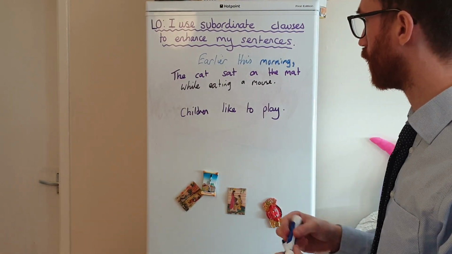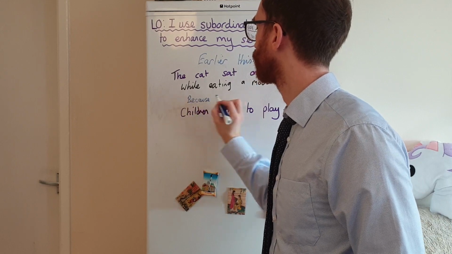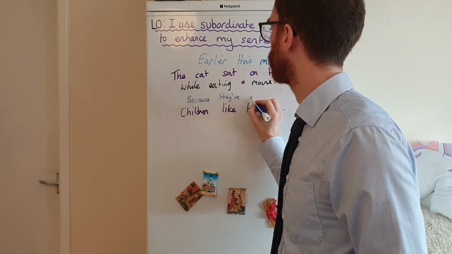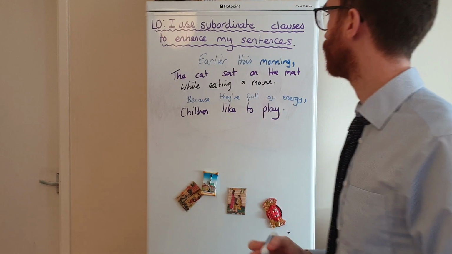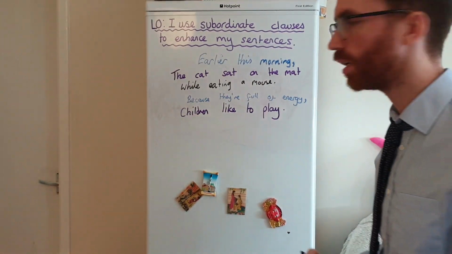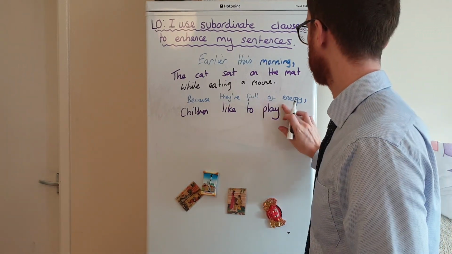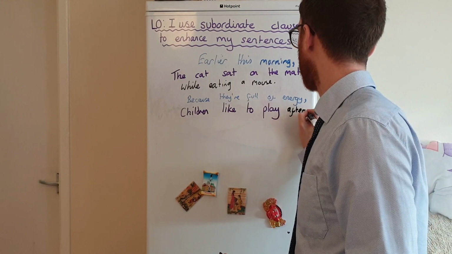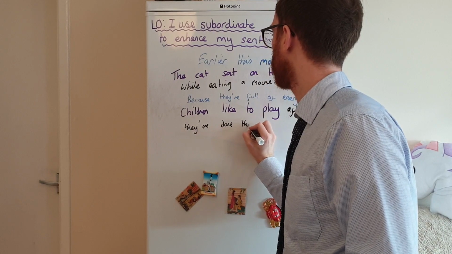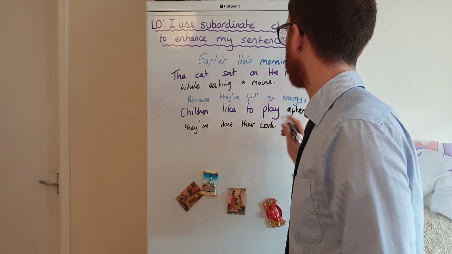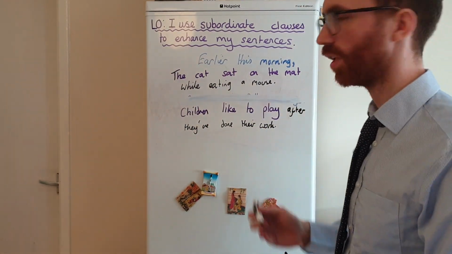What about this? We could have something at the beginning. Because they're full of energy, comma, children like to play. There it is at the beginning. What could I have added to the end? Children like to play after they've done their work. So I might want to get rid of that first line. Children like to play after they've done their work.